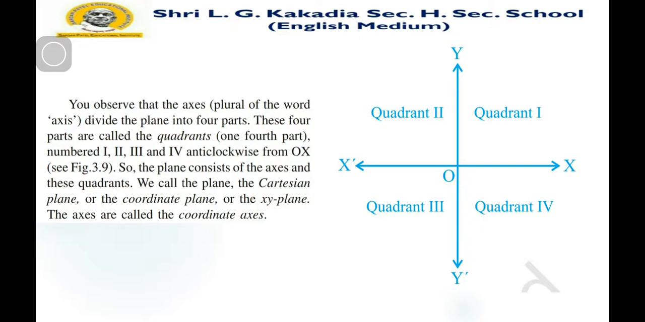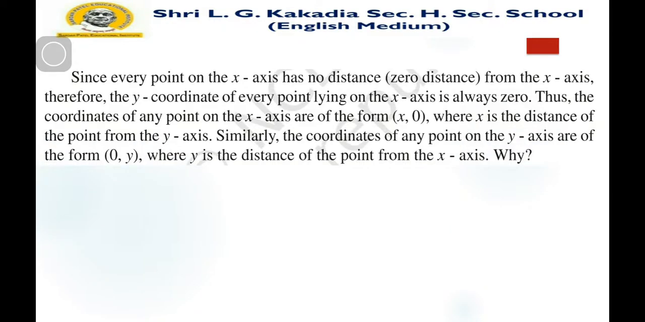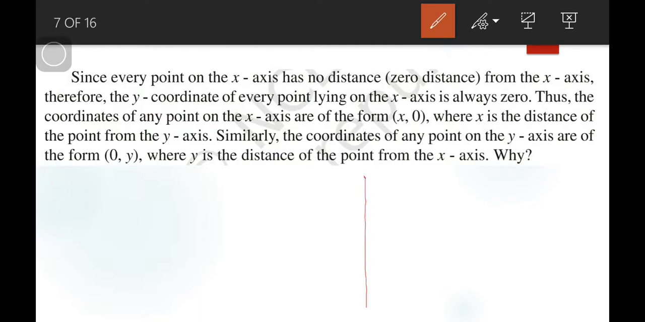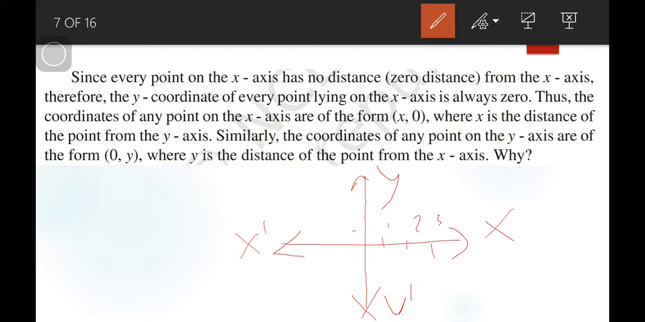Now, we want to consider the points on the x-axis and y-axis. As we know, since every point on the x-axis has no distance from the x-axis, therefore the y-coordinate of a point lying on the x-axis is always 0. Here you can see the two lines as given here. It is y, y dash, x, x dash, here given 1, 2, 3, as well as here 1, 2, 3, as also here.